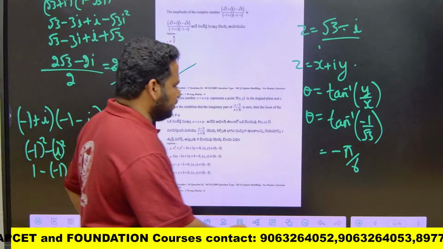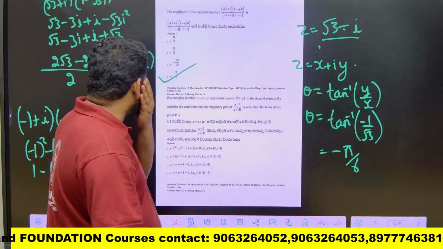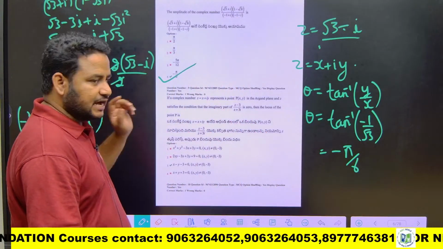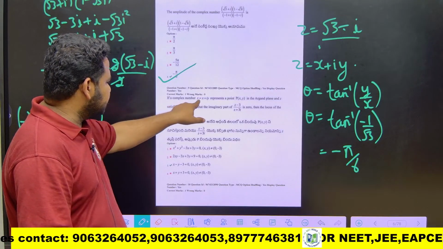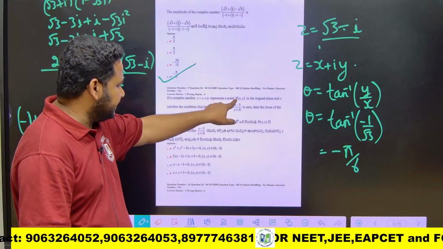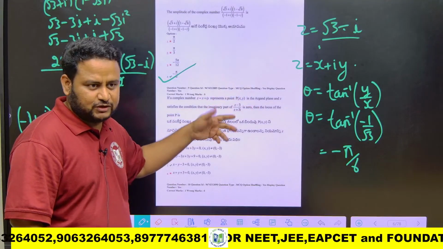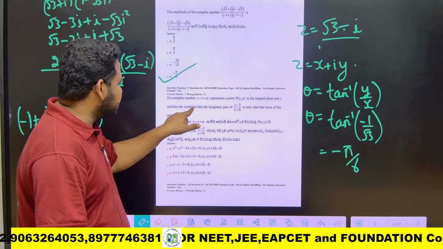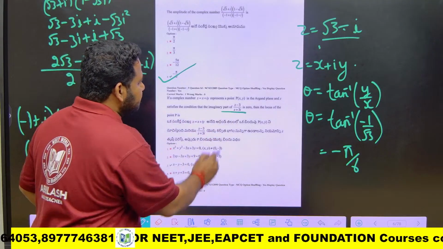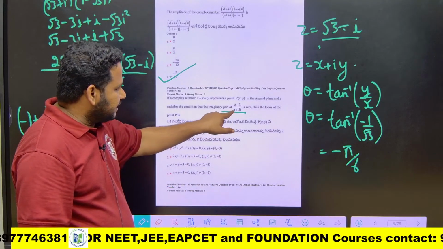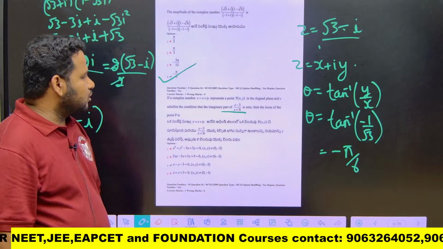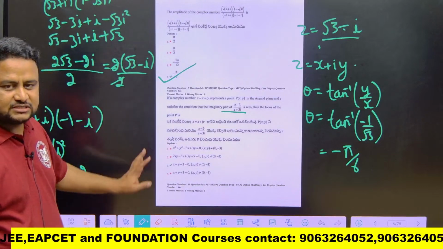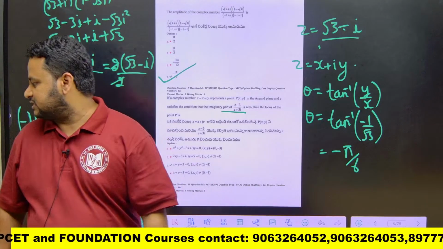Now have a look at this question. They have given question number 9. If a complex number z = x + iy represents a point P(x, y) in an Argand plane, you must be knowing what an Argand plane is, and z satisfies the condition that the imaginary part of (z - 3)/(z + 3i) is 0, then the locus of the point P is, they are asking. What does the locus of the point P represent? That is what the question is asking.